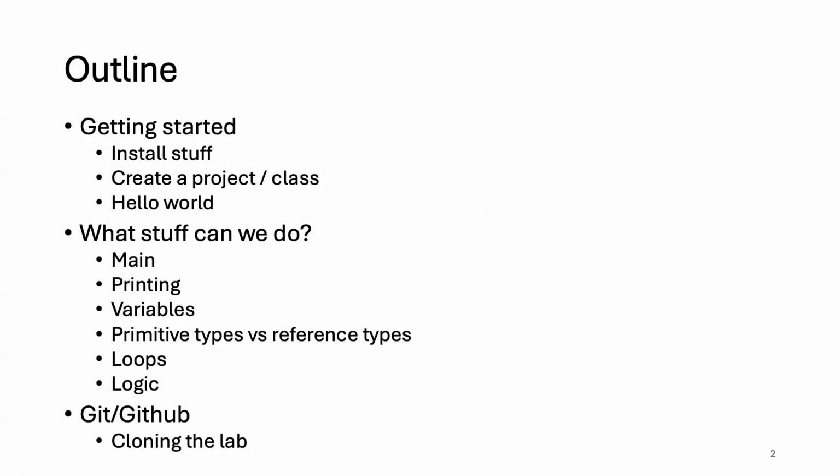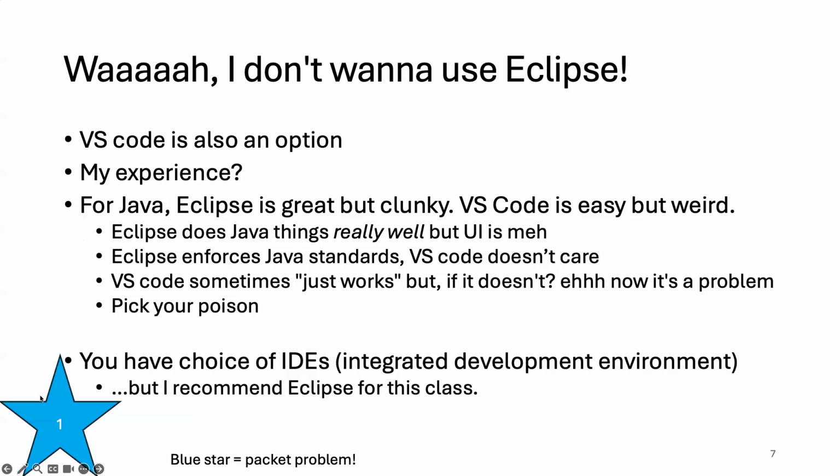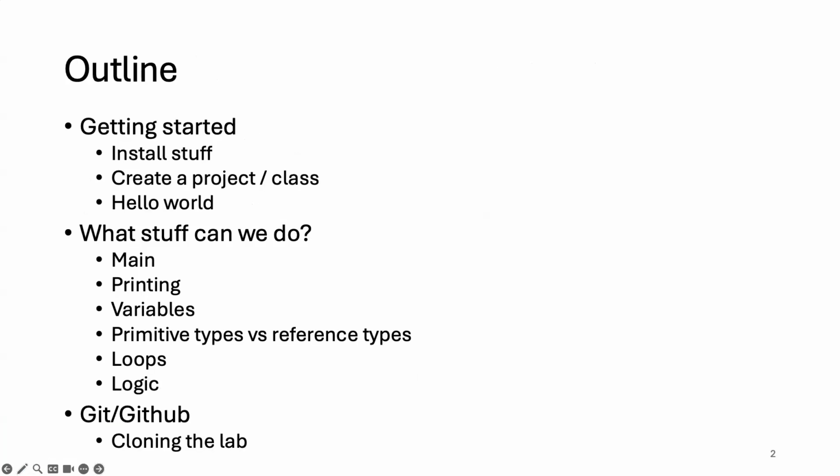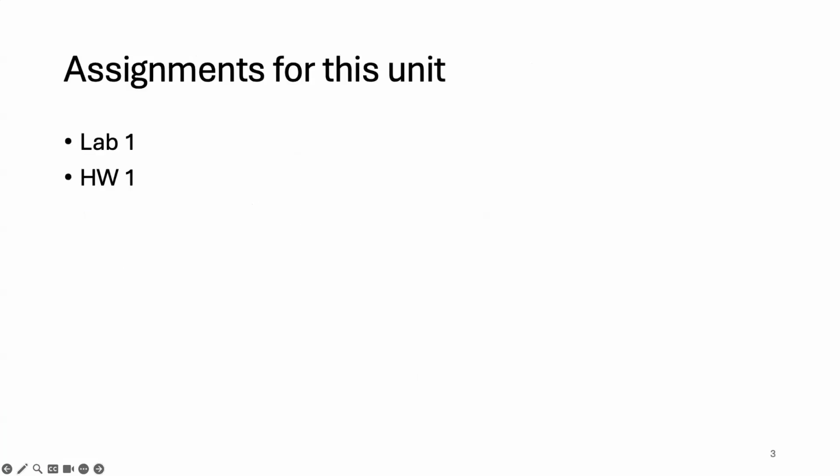And as we go, we'll work on the packet. I'll have an example, like a little blue star, and that means this is a packet problem. So the goal is as we go, I'll say stuff, and then you have activities, and then I'll say more stuff, you have activities. All right, that's where we're going. For this unit, we have lab 1 and homework 1, those are the assignments.